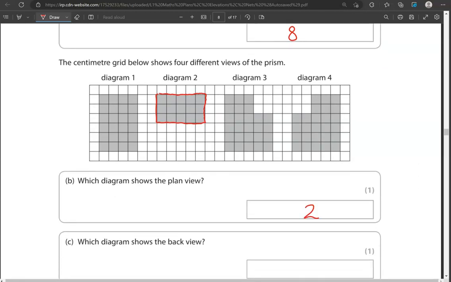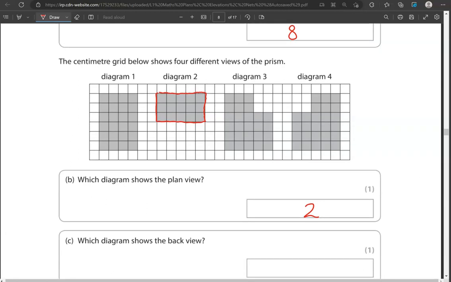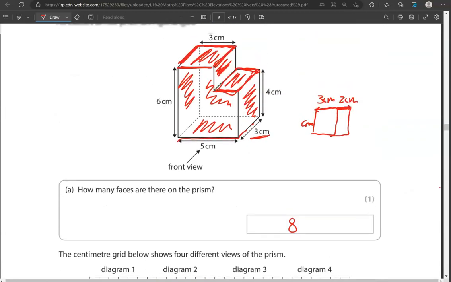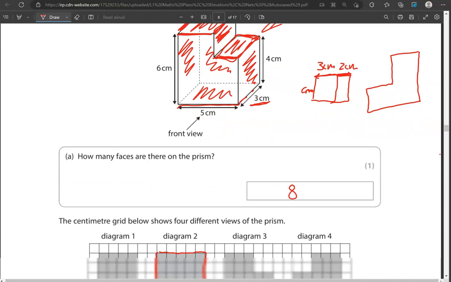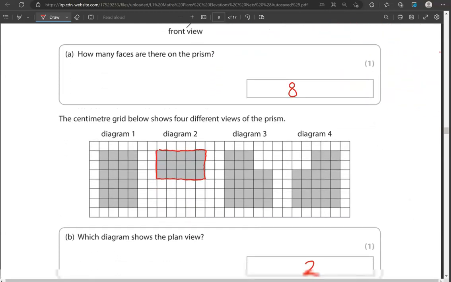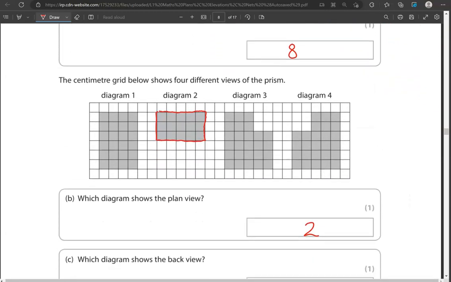Which diagram shows the back view? So the back view from here, that would look like so. So that is diagram 4.